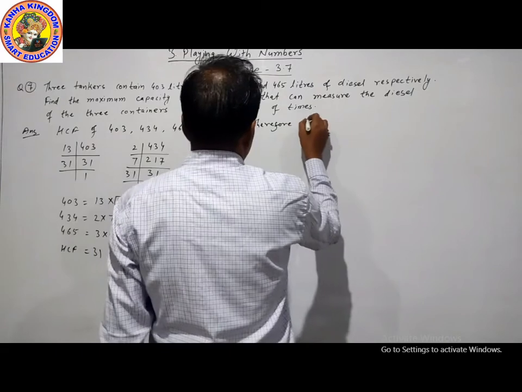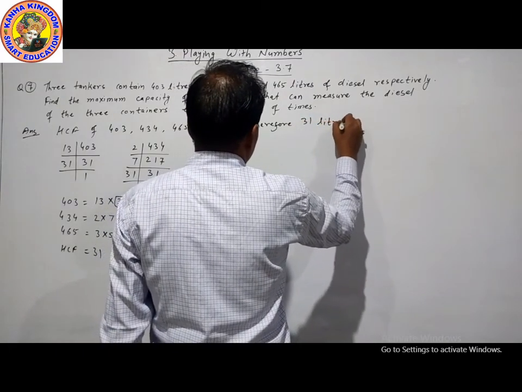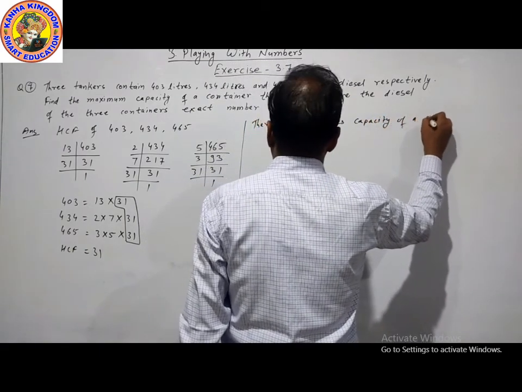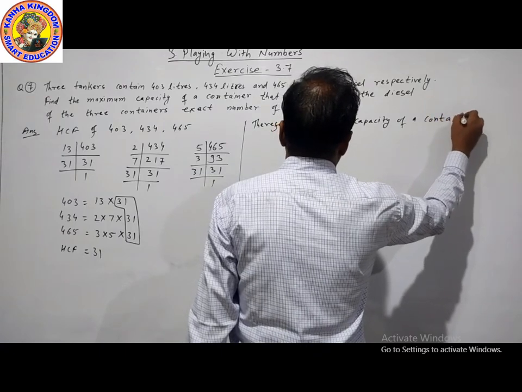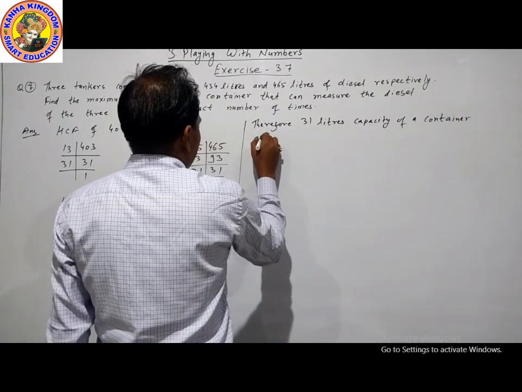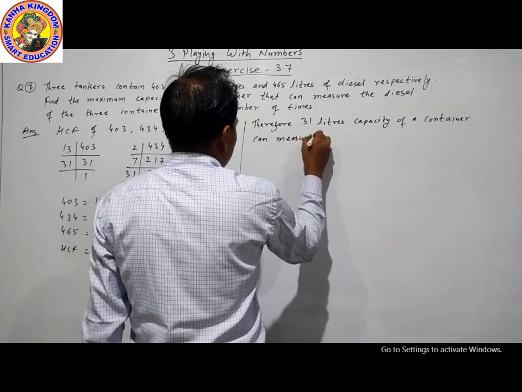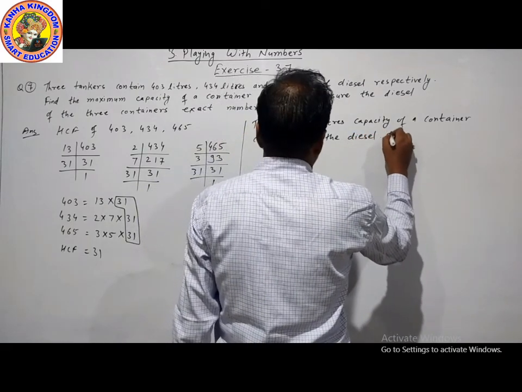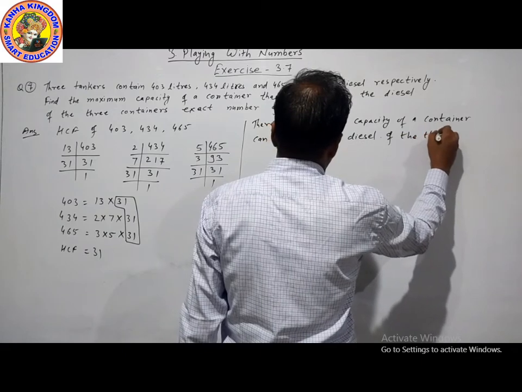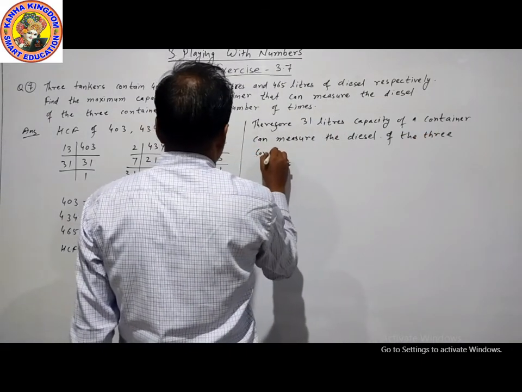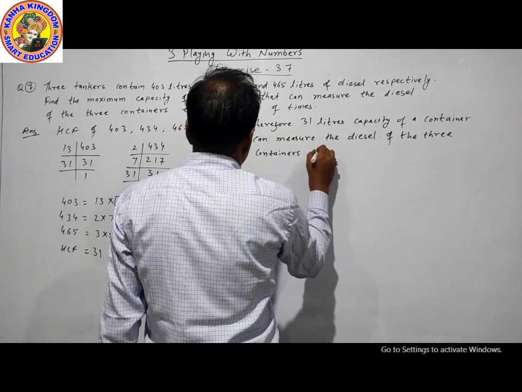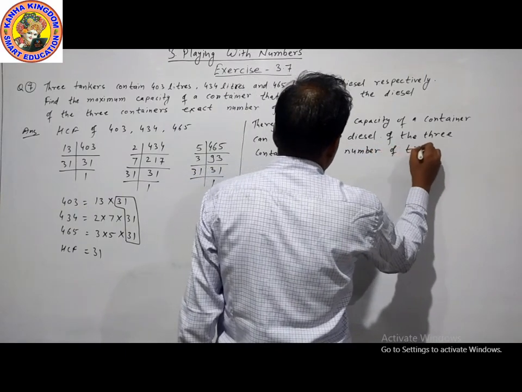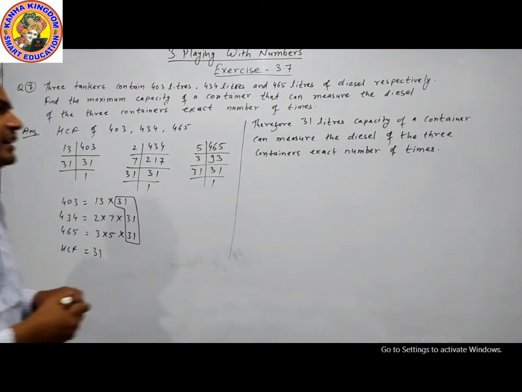Therefore, a 31 liter capacity container can measure the diesel of the 3 containers an exact number of times. Let's take the beginning from this question.